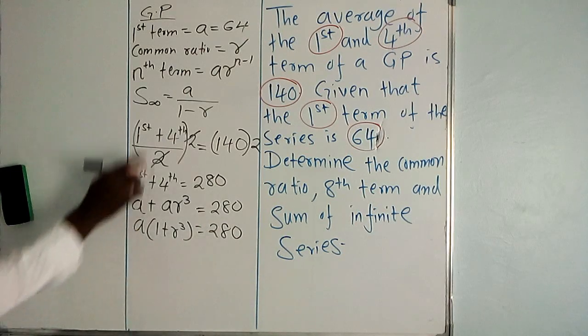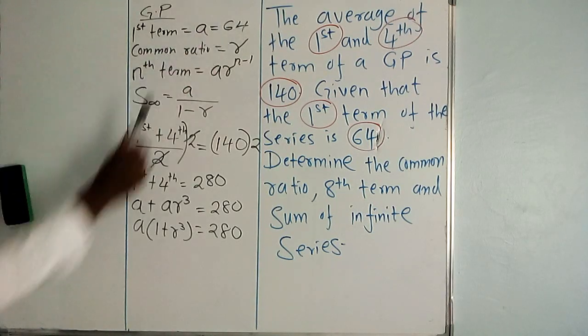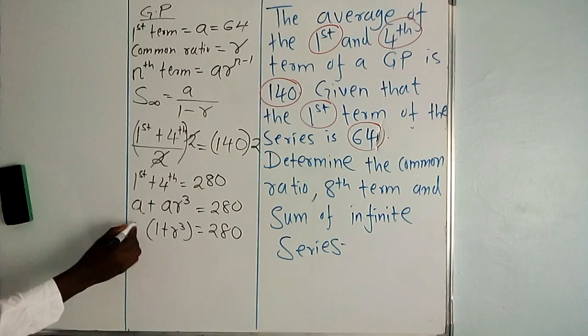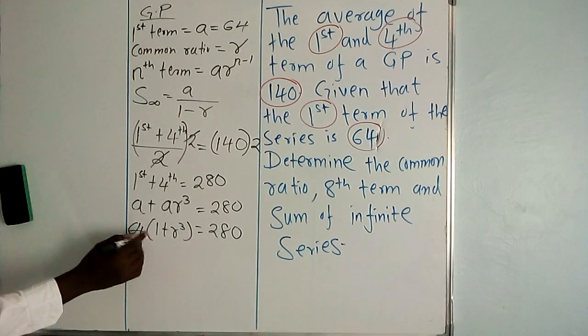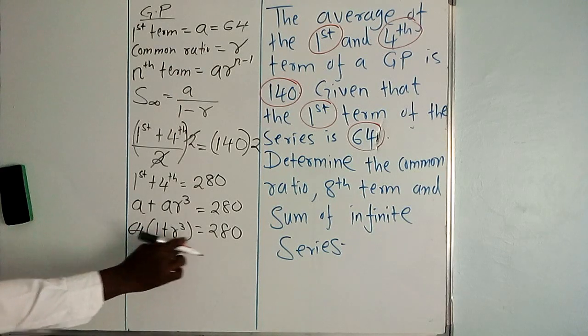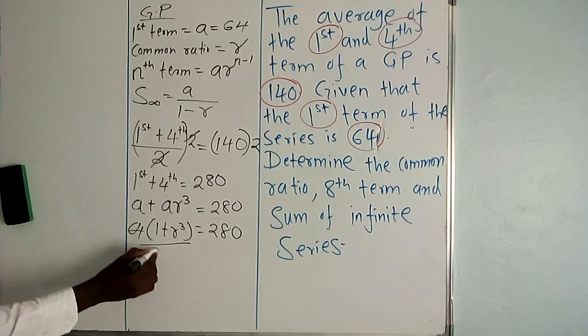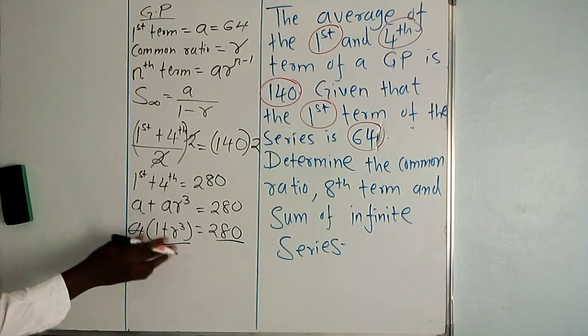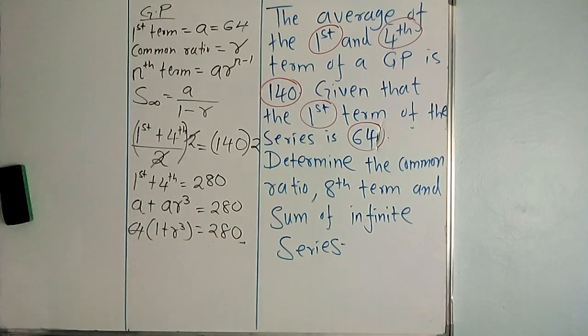But we've been given A in the second equation. So the first equation we've simplified to its simplest form. Then the second equation, we have A equals 64. So we can use the substitution method to get R, the common ratio, meaning where there is A, we put the value of A, which is 64. So from here we have 64 into 1 plus R cubed equals 280. For us to get R cubed, you can take 64 inside the bracket, or you can divide both sides by 64. You can use whichever method.